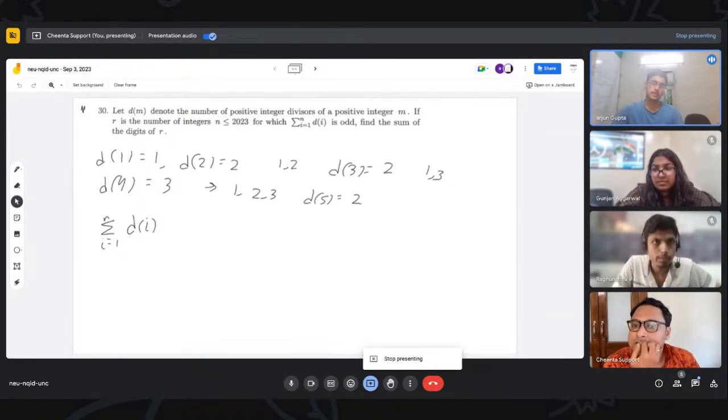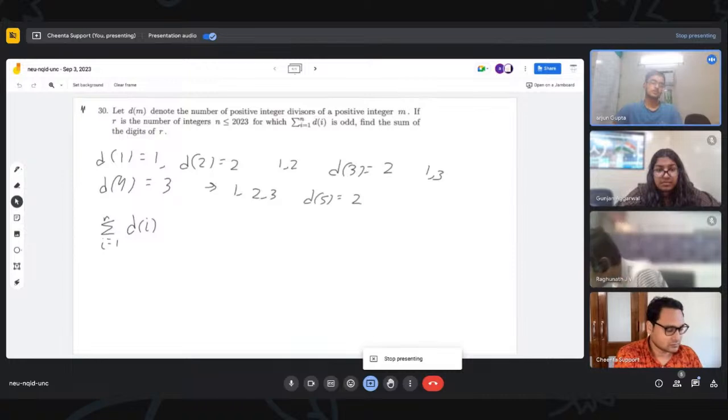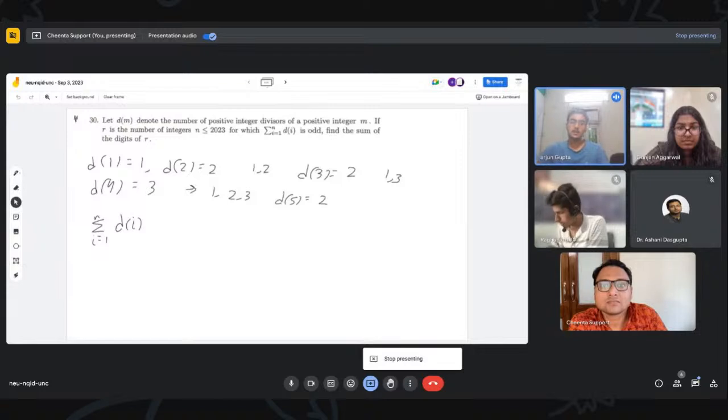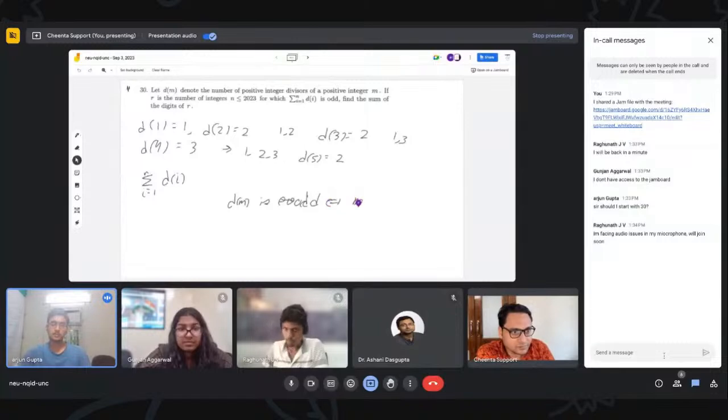First we'll do some analysis about this function d, what exactly it is doing. Our first observation is that we only care about the parity. For example, we only care about whether d of m is odd or even. We don't care if it's equal to 1 or 3. For us, only the parity matters. Some of you might have conjectured from small examples that d of m is odd if and only if m is a perfect square.